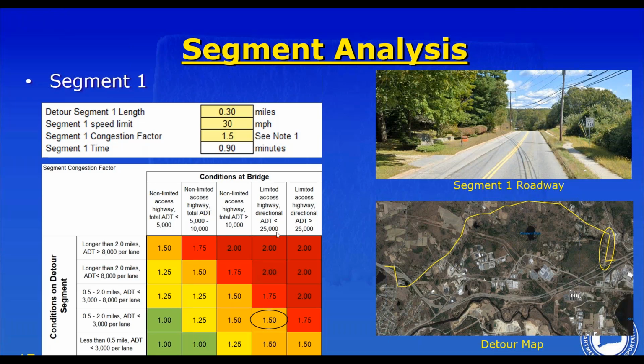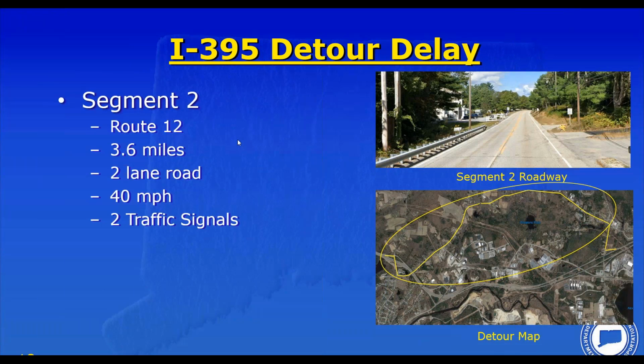Let's look at that. At the bridge, it's a limited access highway. We're detouring limited access highway traffic, but our ADT is fairly low. And now our detour segment is between 0.5 mile and 2 miles. Or actually, I got the wrong circle. It's down here. It's less than 0.5 mile. 1.5 is the answer for the congestion factor. I apologize for that error.